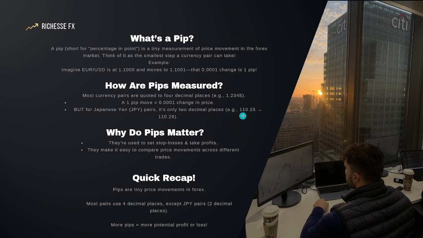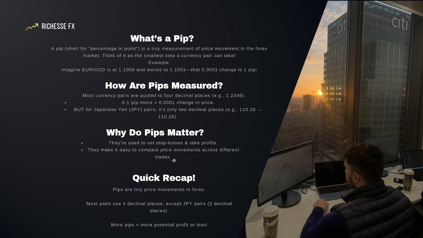You'll see that the price is much higher. So instead of 1 point something, it will be a higher figure, normally a 2 or 3 figure number, and then point something something. So it's 2 decimal places with Japanese yen, but a lot of you guys who are trading the London session are probably just trading EU, GU and EG, which will have 4 decimal places. Why do pips matter? They're used to set stop losses and take profits.